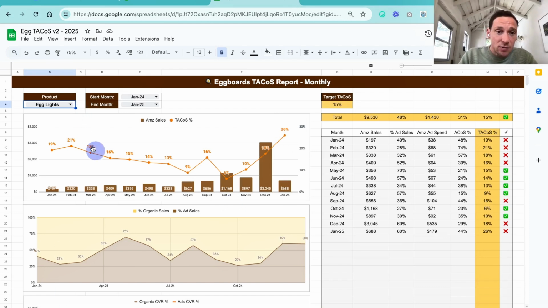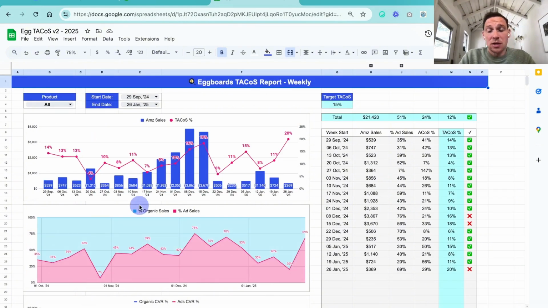A little deeper dive on this can be to go into the weekly TACoS, where I see a picture that is not great. This is overall all my products. This is January. We started decently, but then we kept on increasing, and now we have 20% TACoS in the last week of January, which is alarming.